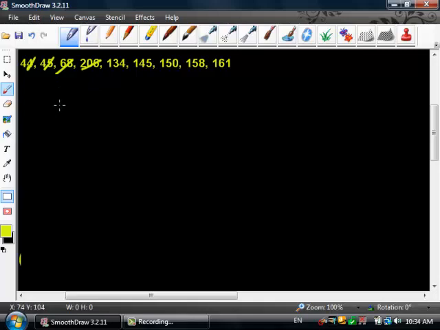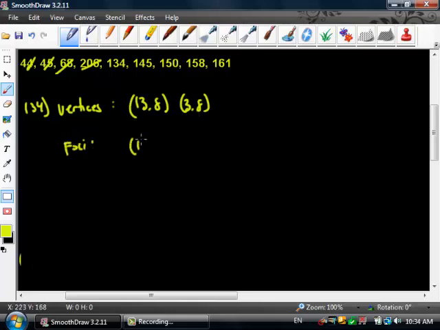They're asking you to write the equation of the ellipse. They give you the vertices, 13, 8 and 3, 8. And they give you the foci, that's the focal coordinates, by the way: 11, 8 and 5, 8.